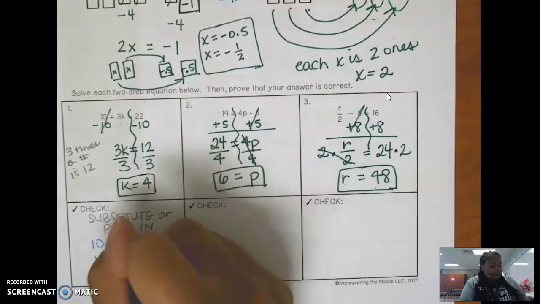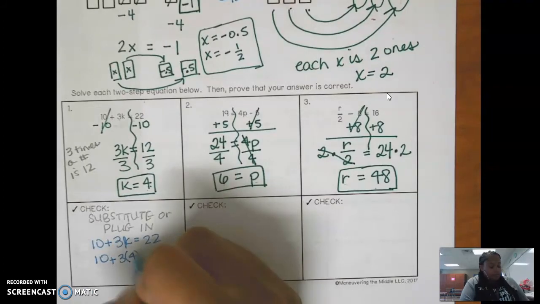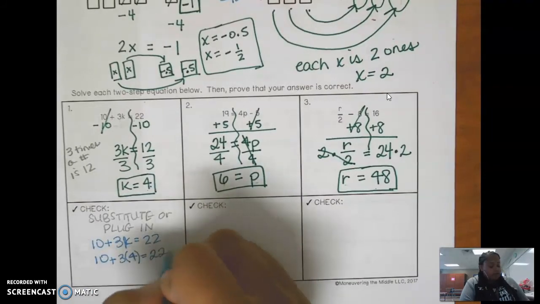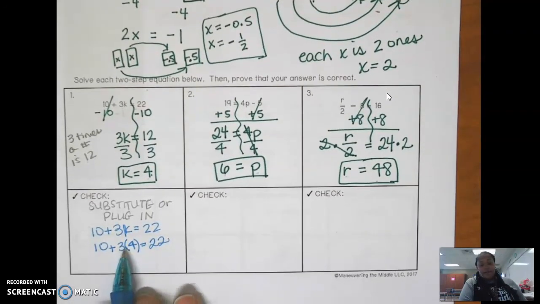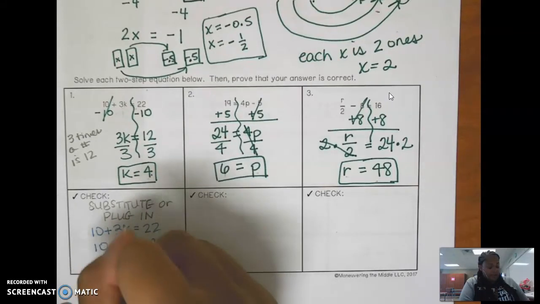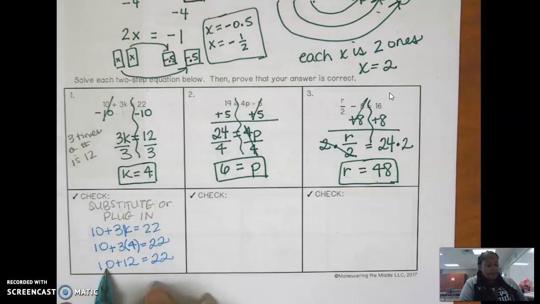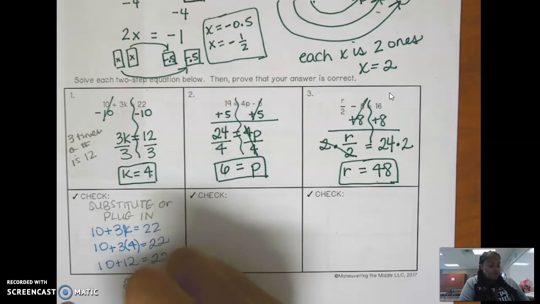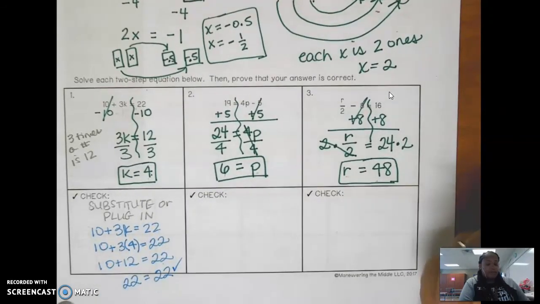So 10 plus 3, and then parentheses, I'll put in a 4 here, equals 22. So order of operations tells me I have to multiply first, which is 3 times 4, and that's 12. So 10 plus 12 equals 22. And then whatever I do to the left, I must double check to see if it's equal to the right. So 10 plus 12 is 22, equals 22, and it checks. It's correct.